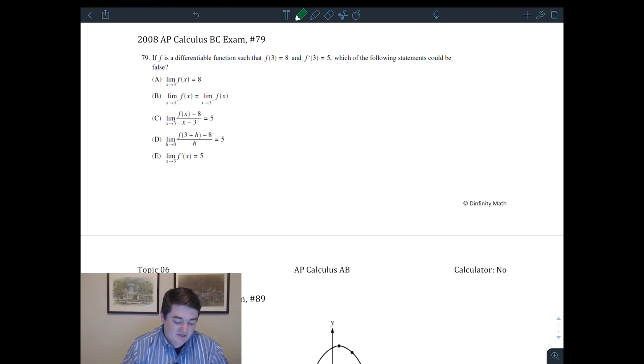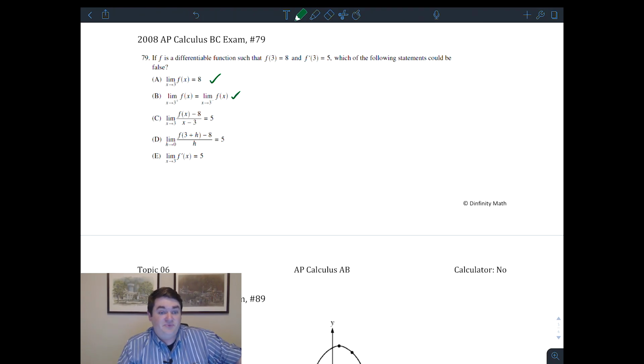Answer choice A says the limit as x approaches 3 of f of x equals 8. Well, because this is a differentiable function, I know it's a continuous function, which means the limit has to exist at 3 and it has to equal 8. So that is definitely true. B, the limit as x approaches 3 from the right of f of x equals the limit as x approaches 3 from the left of f of x. Again, I know f is a continuous function because to be differentiable, it has to be continuous. And this means that the limit exists at 3.